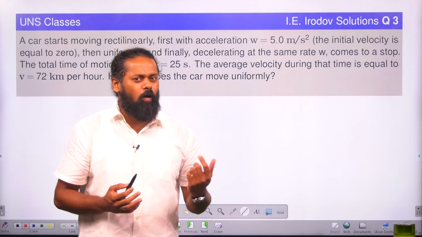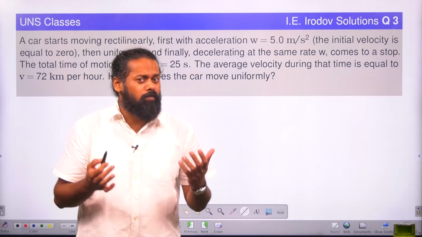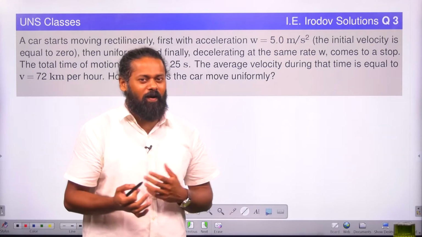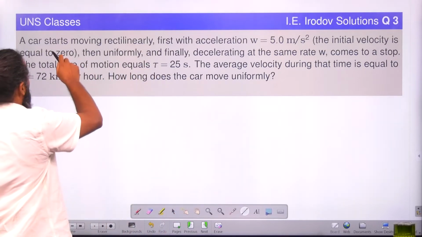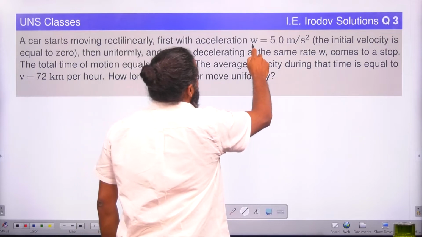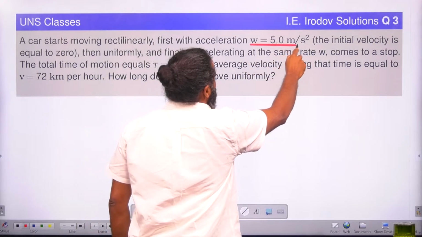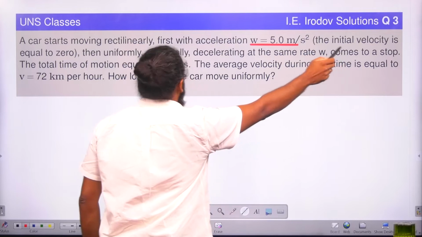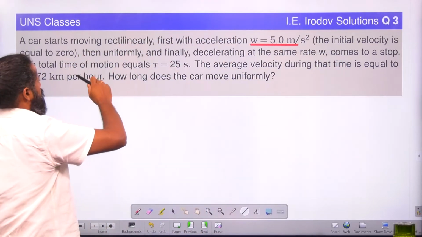Today we are going to solve the third problem from Problems in General Physics by I. Irodov. See the question. A car starts moving rectilinearly, first with an acceleration w equal to 5 meter per second square. The initial velocity is equal to 0, given in the problem.